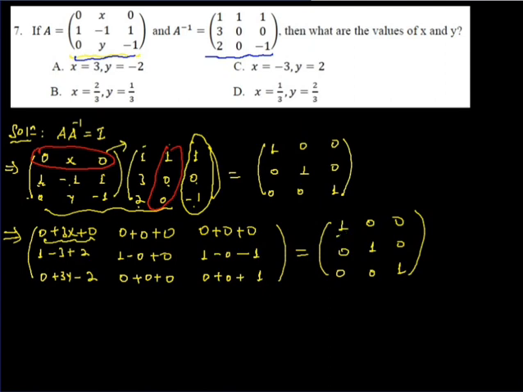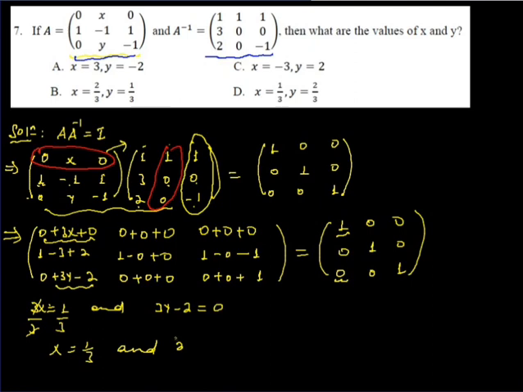By comparison, 3x must be 1. And 3y minus 2 must be 0. So 3x is equal to 1 means dividing both sides by 3, x becomes 1 over 3.